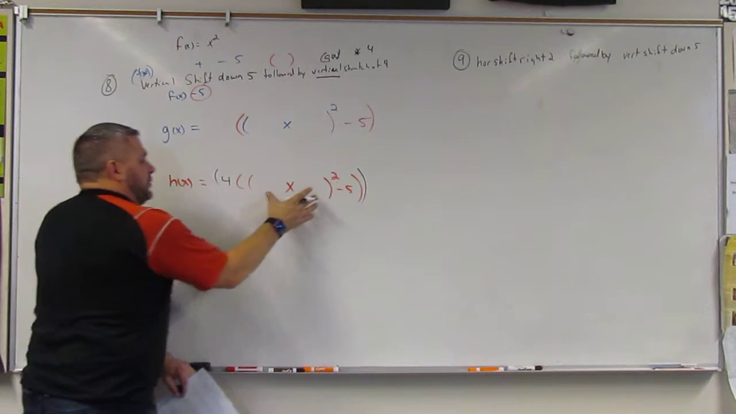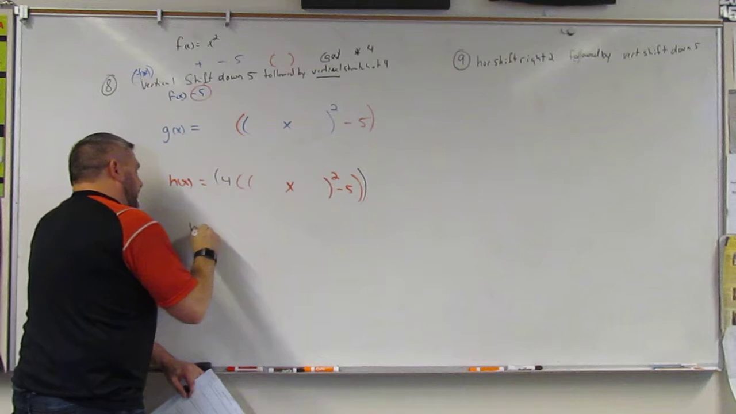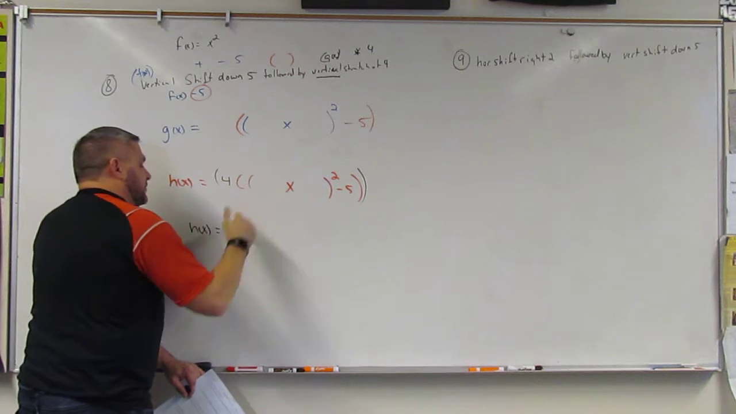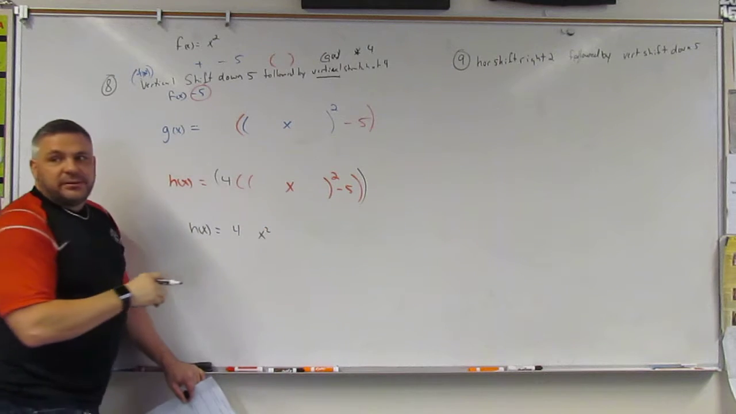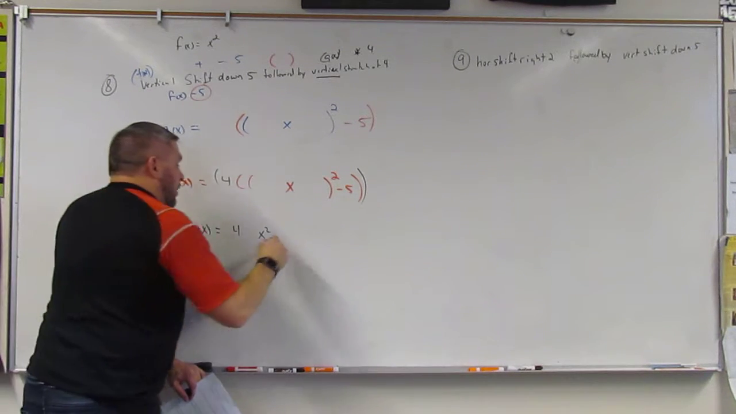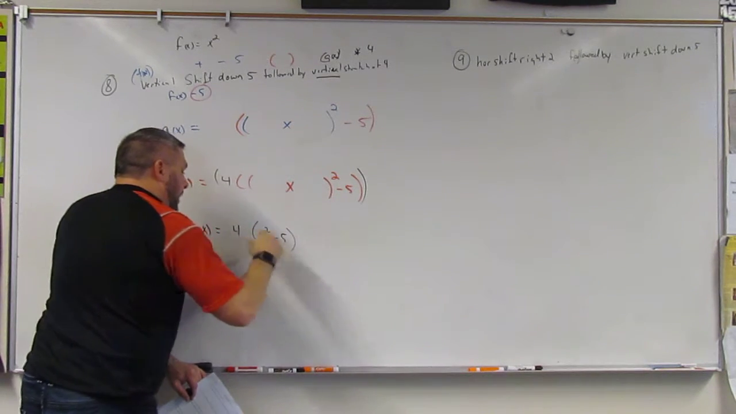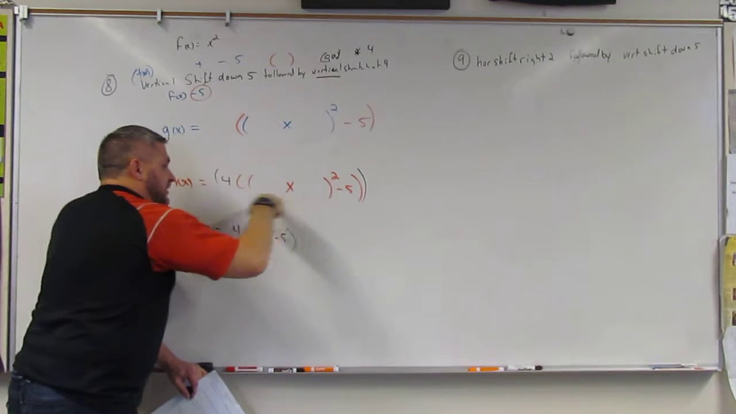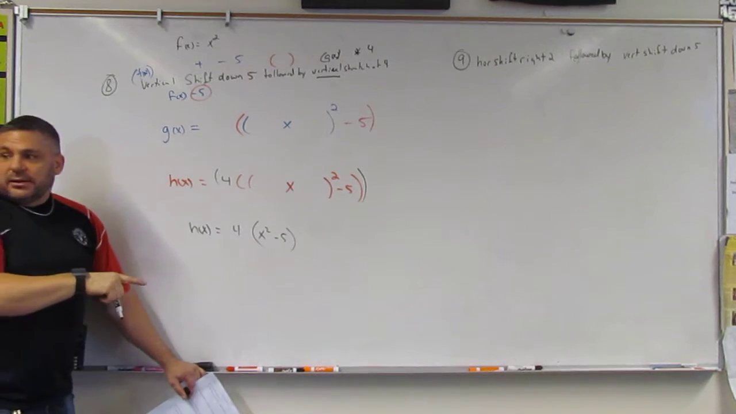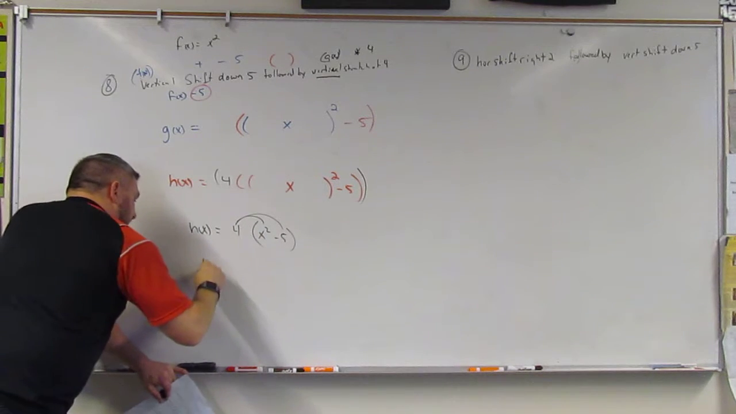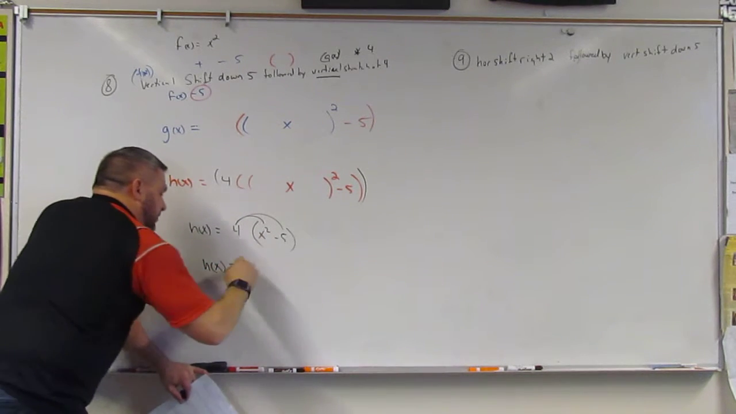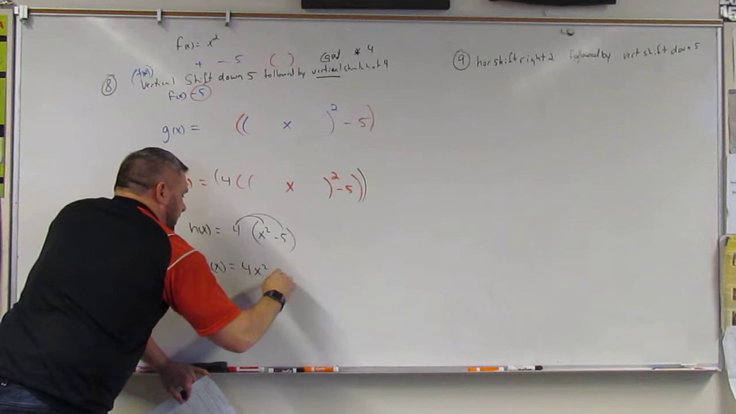So basically we'd want to do these. So h of x would equal 4 times x squared, right? Minus 5. But these parentheses are still there, right? So then I'd have to multiply this through. So my actual h of x would be 4x squared minus 20.